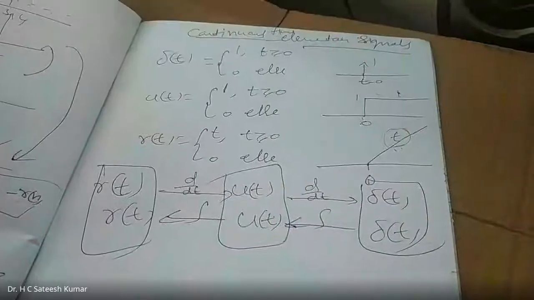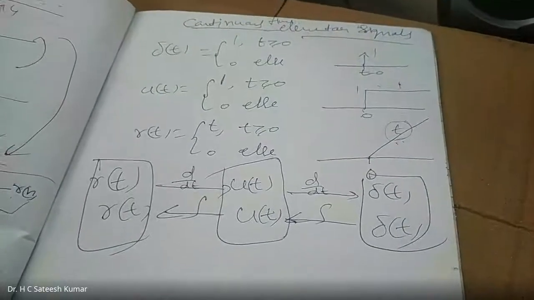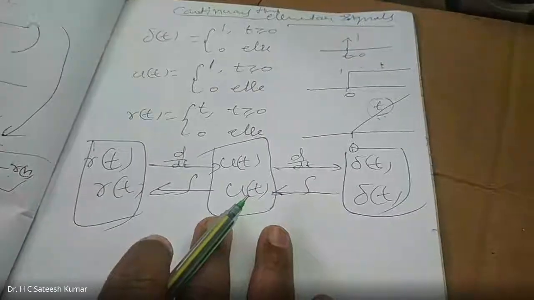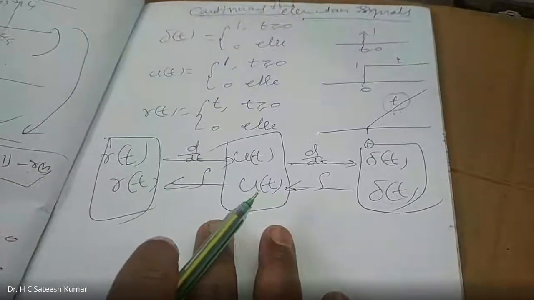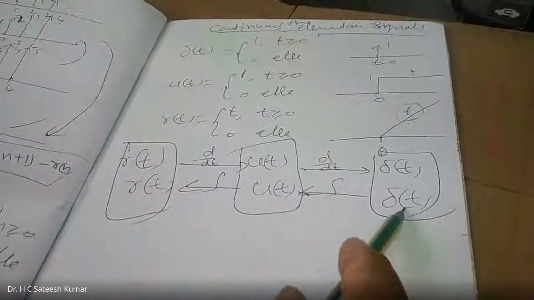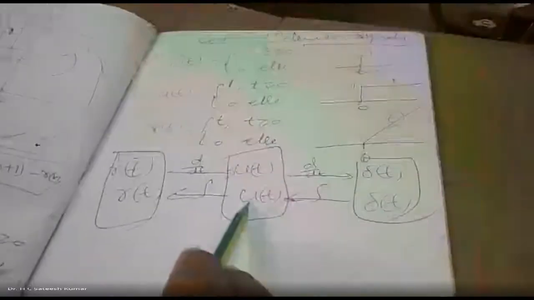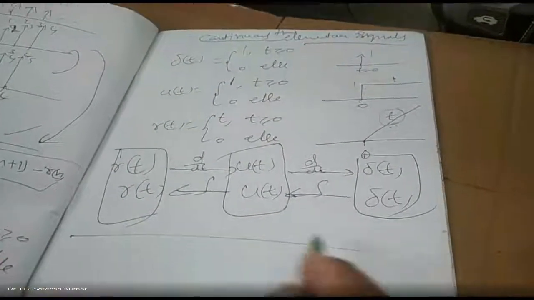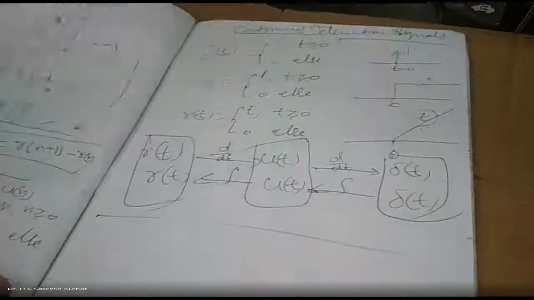So this is the very important relation between the elementary signals and continuous time signals. Differentiation of a ramp is a step. Differentiation of a step is a delta function. Similarly, integration of delta of t is u of t. Integration of u of t is r of t. That's how we should have the relation between elementary signals, right?